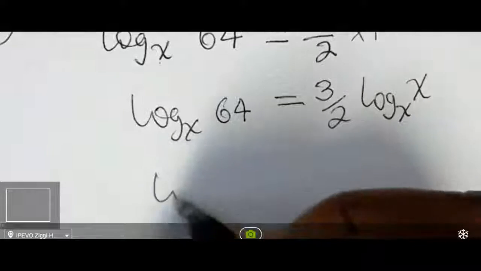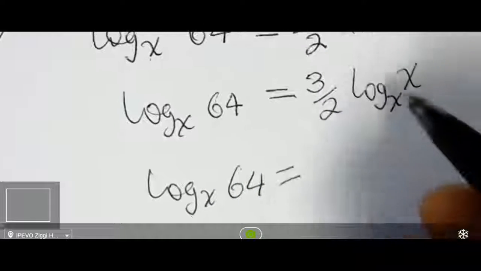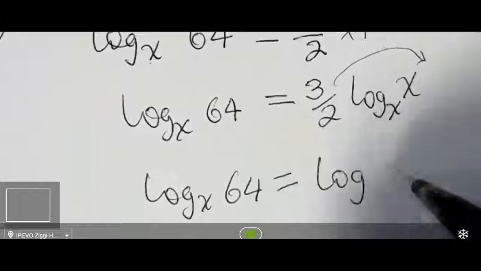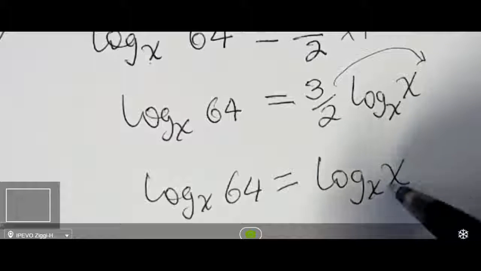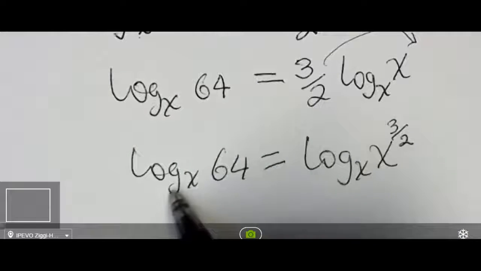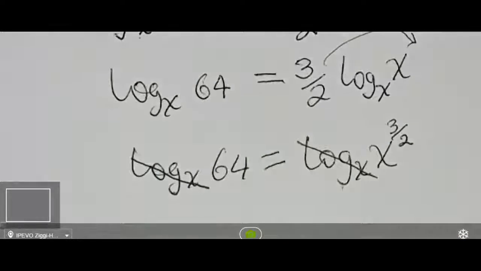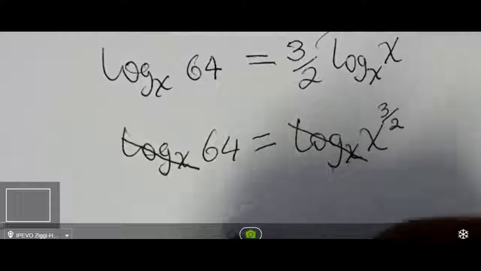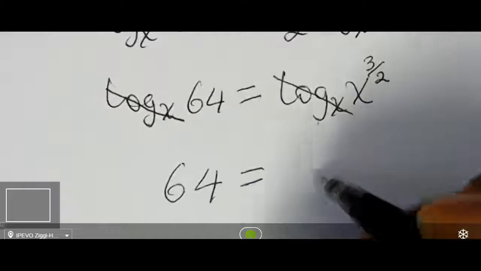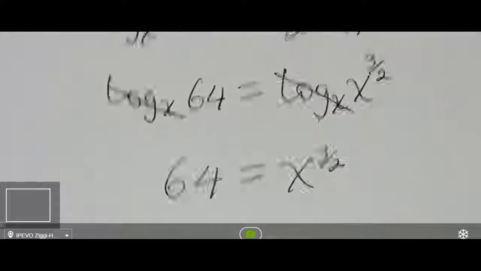So now that will go up. This will go up. That becomes log of base x, x to the power 3/2. Okay, so now the logs of x can cross out each other. If you divide both sides by that, we have 64 is equal to x to the power 3/2.